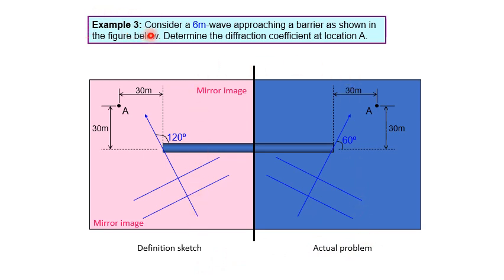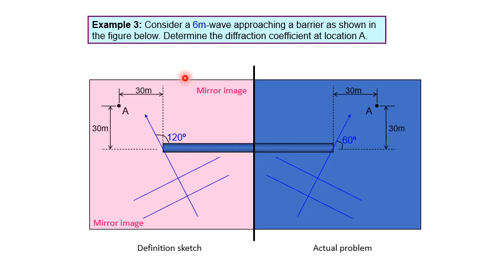Now consider a 6-meter wave approaching a barrier as shown in the figure, which is this one. Determine the diffraction coefficient at location A, which is at this point. So we have a semi-infinite barrier which ends at this point. The incoming wave is approaching at an angle as shown here, and we want to find out what is the diffracted wave height at this point A, which is 30 meters away from this tip here and 30 meters away in this direction as well.